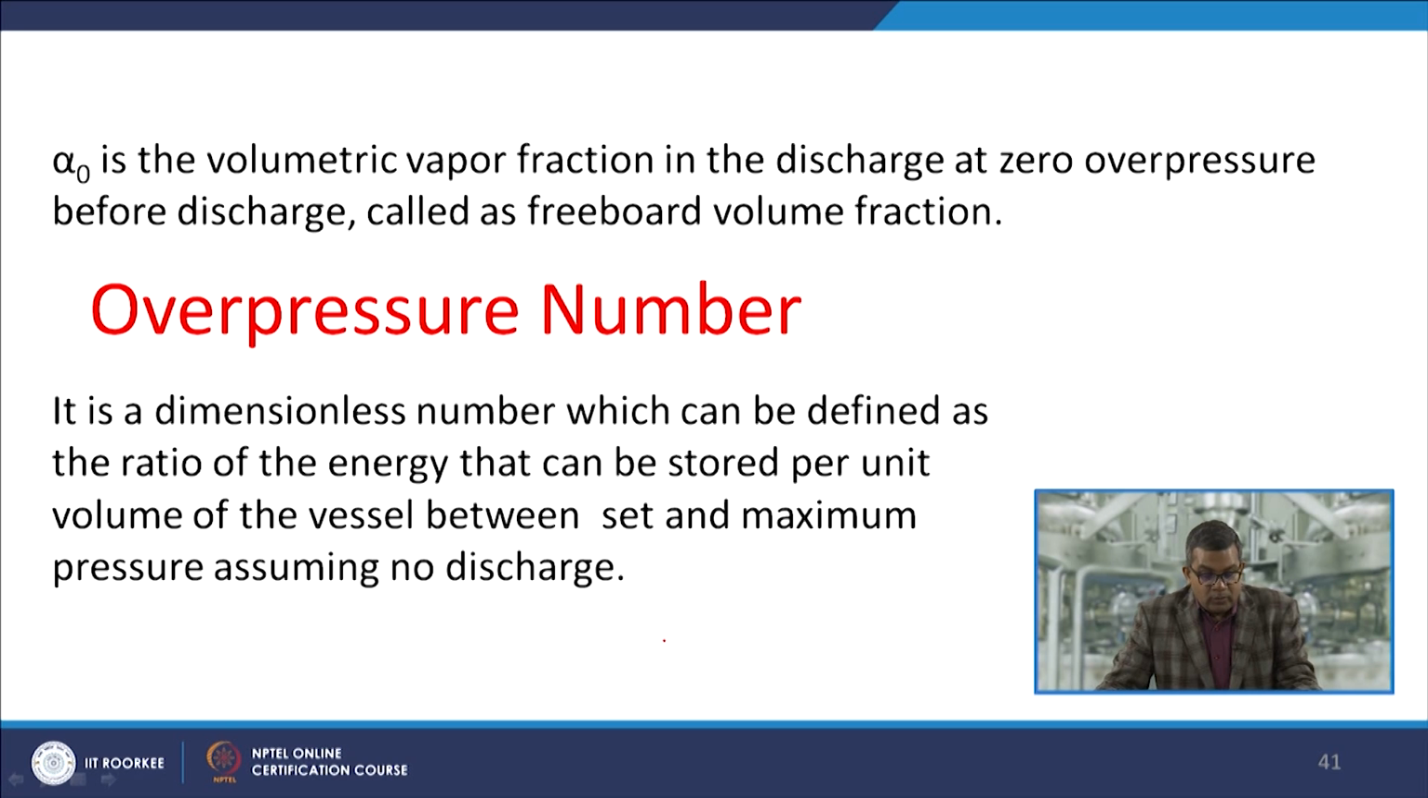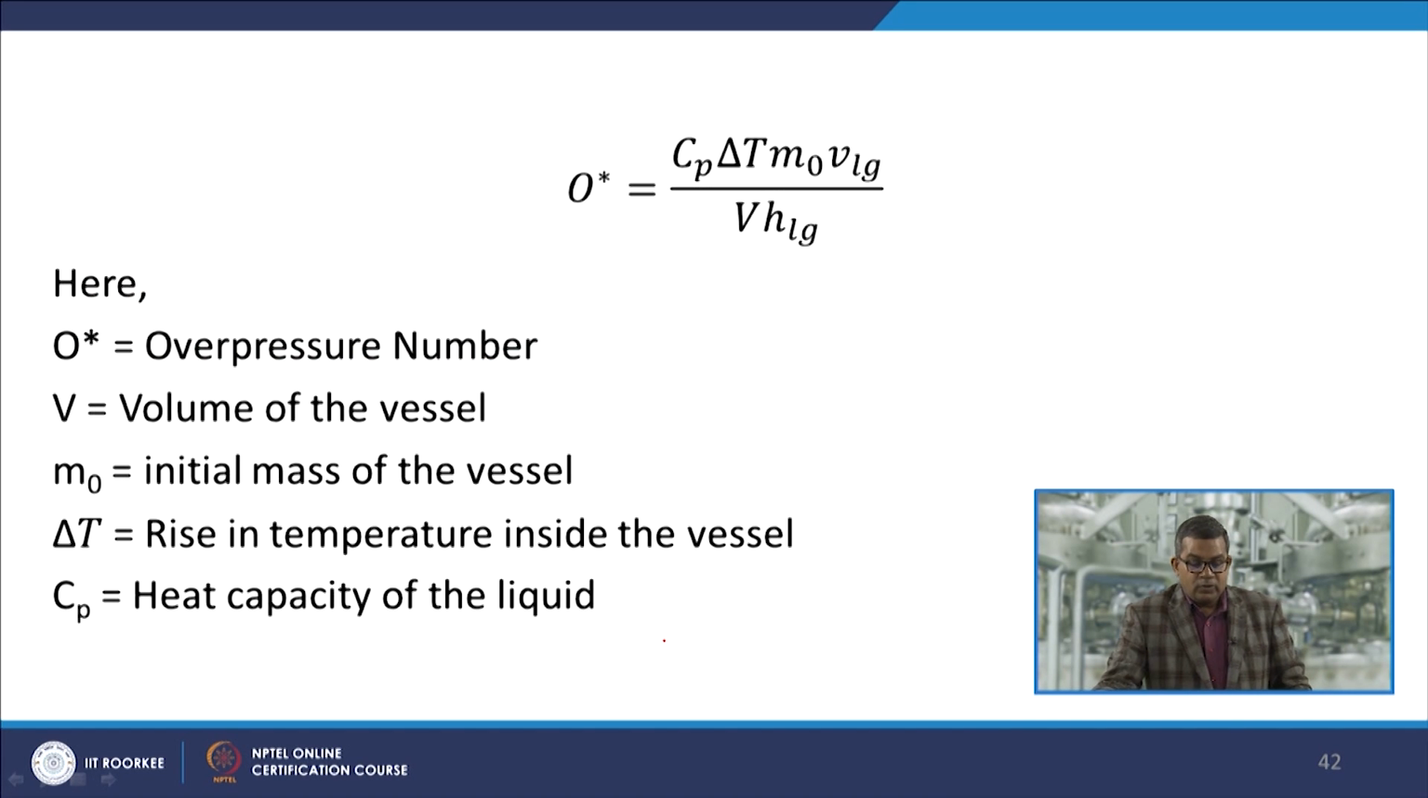Now, there is overpressure number. Now, it is a dimensionless number which can be defined as the ratio of the energy that can be stored per unit volume of the vessel between set and maximum pressure, assuming no discharge. We may assume that there is no discharge at all. So, it is O star is equal to Cp delta T m naught VLG upon VHLG.